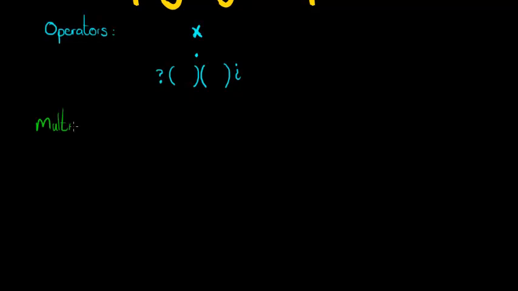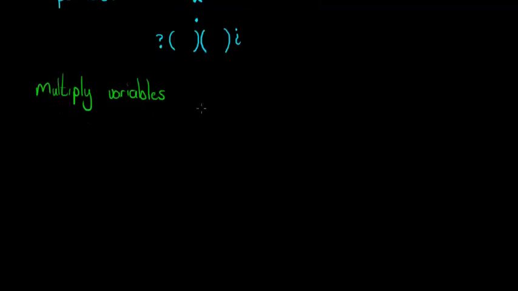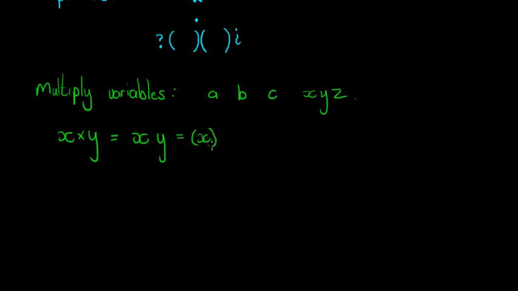Let's multiply variables, in other words, unknown values. We looked in the previous video at variables like an A and a B and a C and an X and a Y and a whatever. These represent numbers. So if I were to write X times Y, this is the same as saying X dot Y, or it's the same as putting X in a bracket and Y in a bracket. Or it's the same as just writing X and nothing in between them and Y. So obviously of all these, the simplest way is just to write XY.